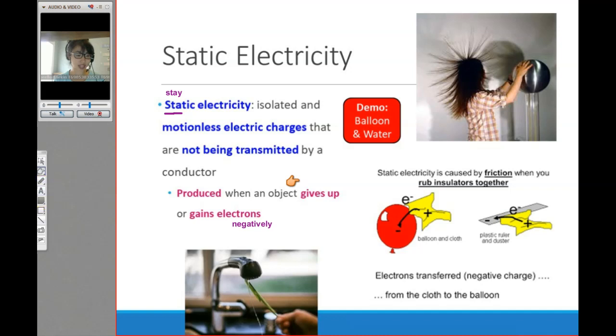If you're giving up negativity, tell me in the chat box. Something that gives up electrons, yeah, it's going to actually become more positive. And on the other hand, what happens if you're gaining electrons?